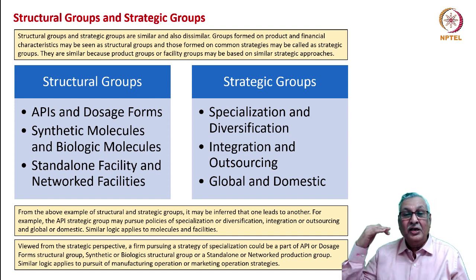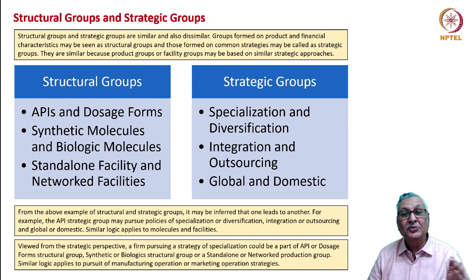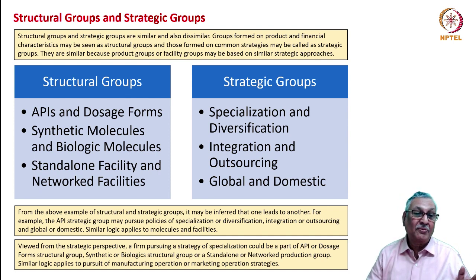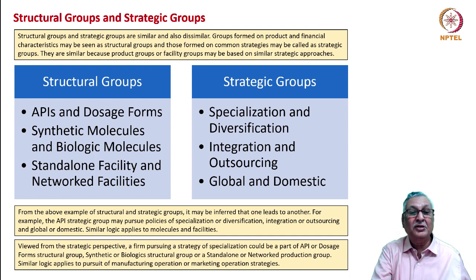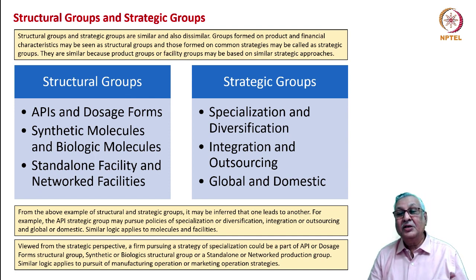We talk about high revenue companies, high profit companies, investment companies. They are structural groups. But those structural groups have been formed because of the adoption of certain strategic approaches by those companies. It is possible that companies belonging to one structural group all could be part of one strategic group, but not necessarily so. So in terms of structural groups in the pharmaceutical industry, we can have active pharmaceutical ingredients, that is bulk drugs, and dosage forms, synthetic molecules and biologic molecules, standalone facilities and networked facilities. On the other hand, these strategic groups could be specialization and diversification, integration and outsourcing, global and domestic.